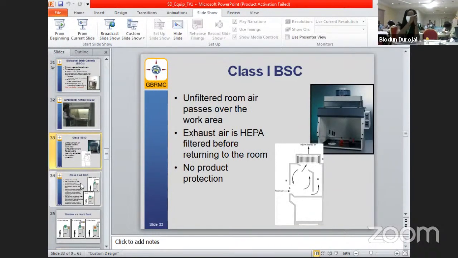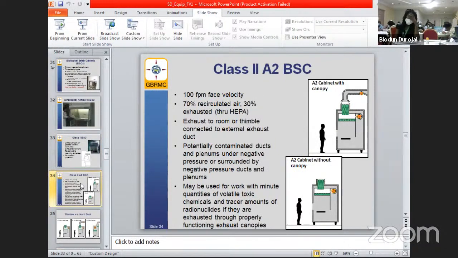So we'll look at class 2. Class 2 has 2 types: class 2 A2 BSC and class 2 B2 BSC. So let us look at class 2 A2, the features that will enable us to know whether we will select a class 2, depending on our risk assessment and the kind of agents that we are dealing with. So we will also tease out the important features in this.